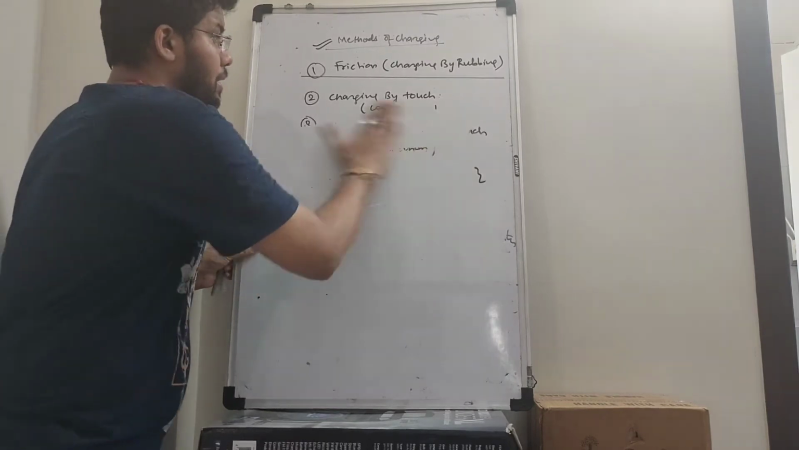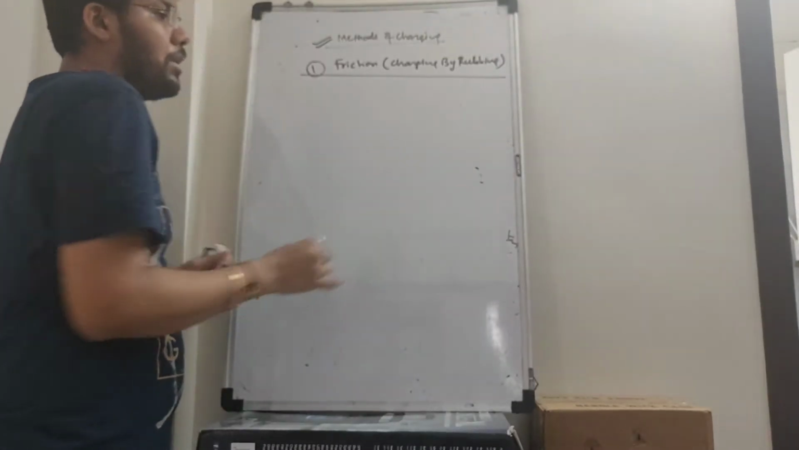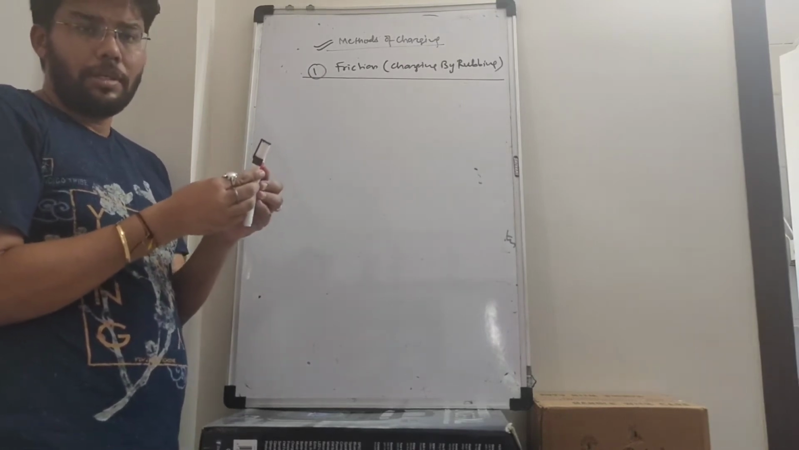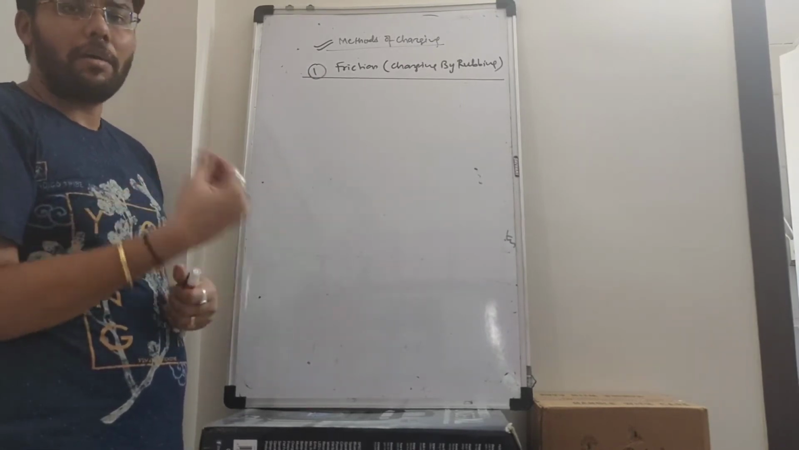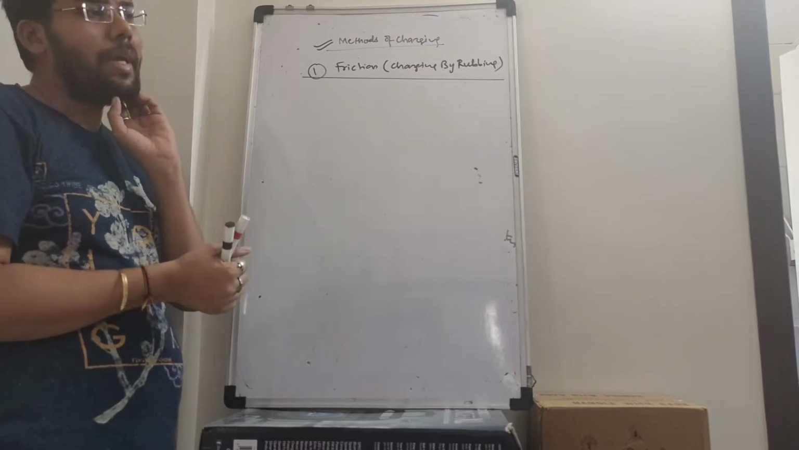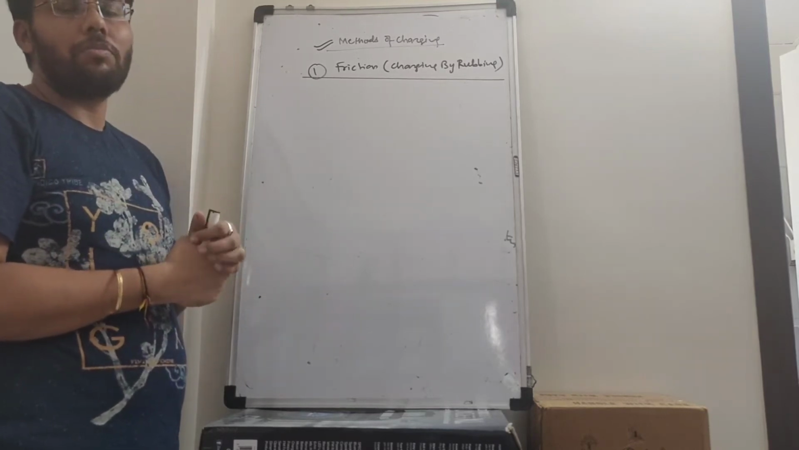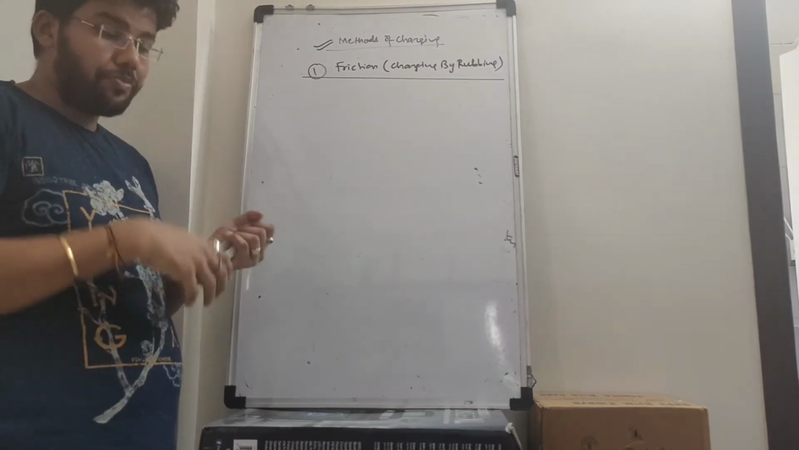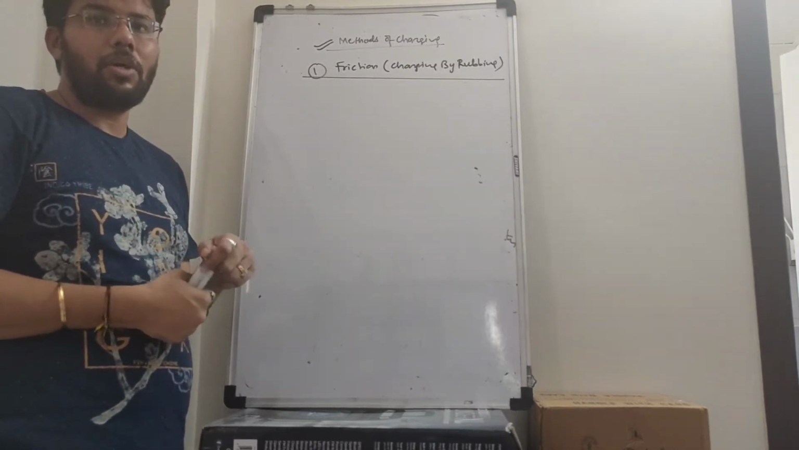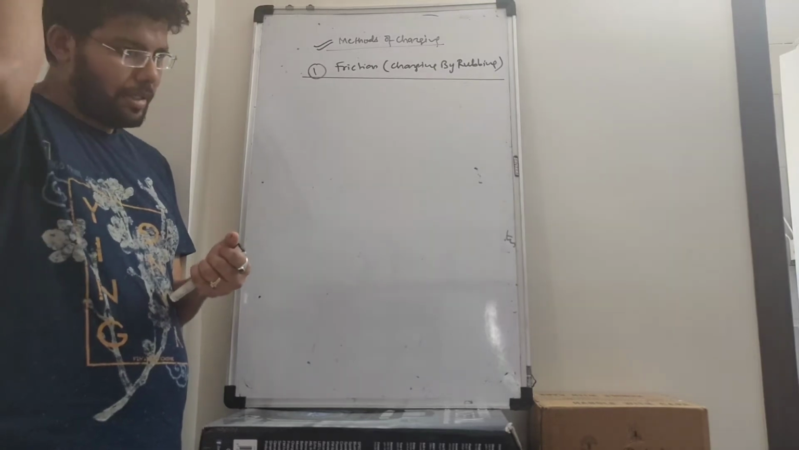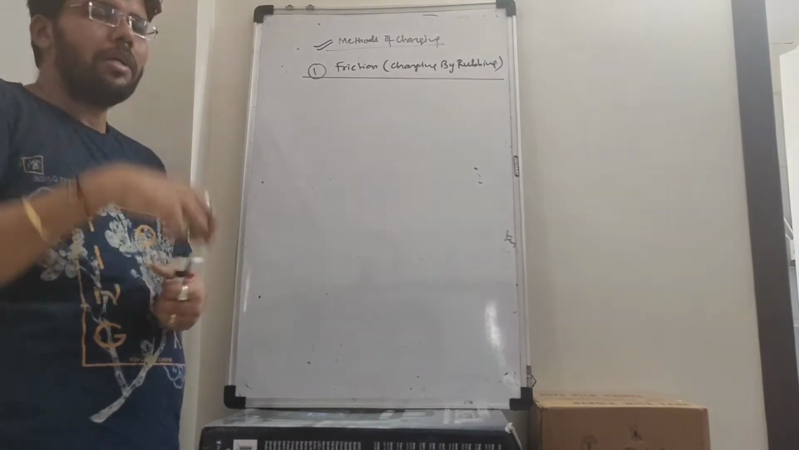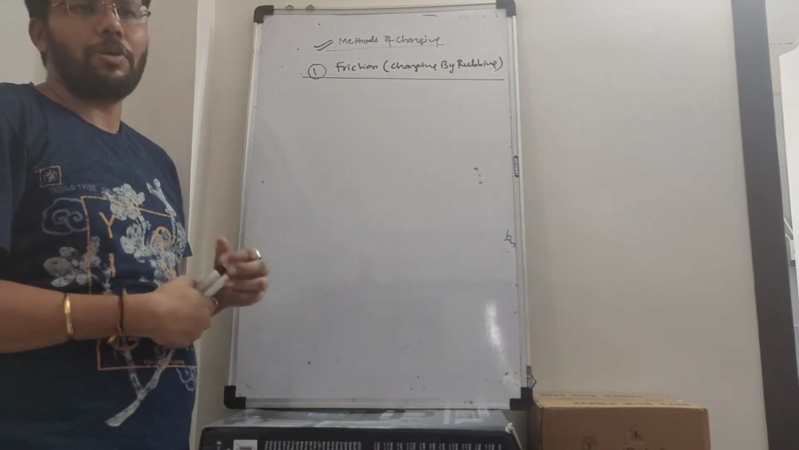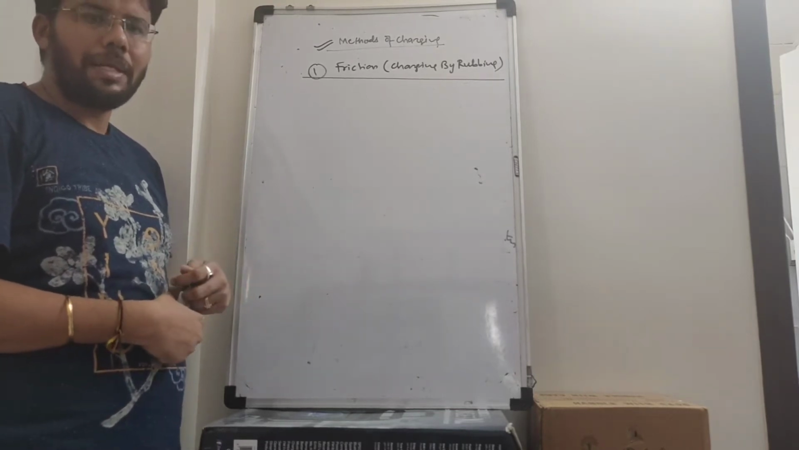Suppose if I am taking an example, if you rub the glass rod with the silk cloth, then the glass rod acquires a positive charge and the silk cloth becomes negatively charged. When you move your comb in dry hair, when you rub the comb in dry hair, what will happen? The dry hair becomes positively charged and the comb becomes negatively charged.